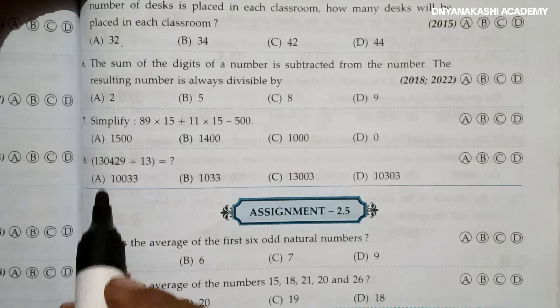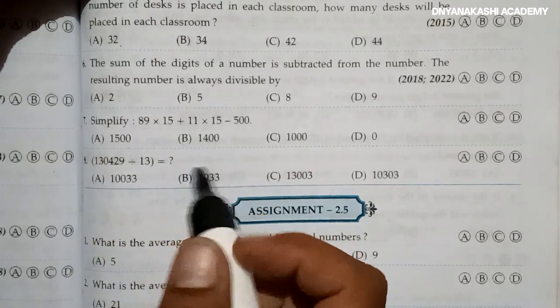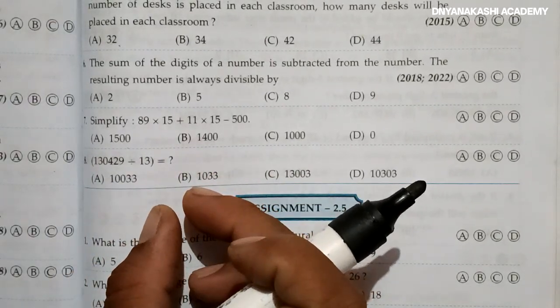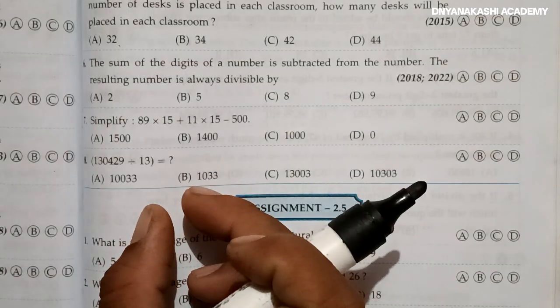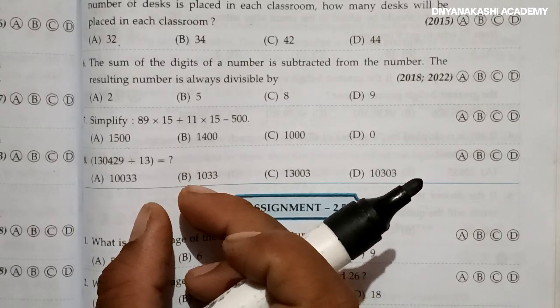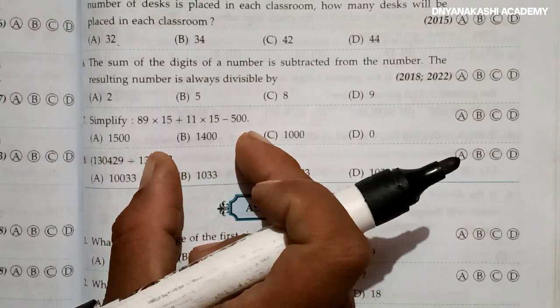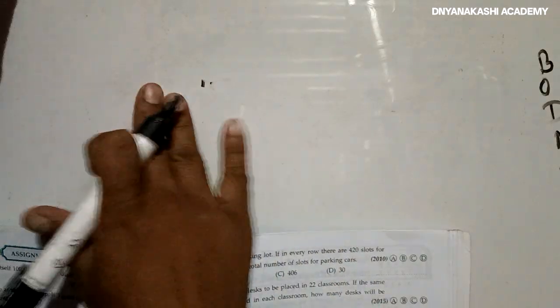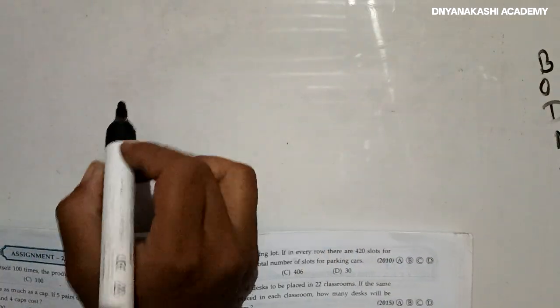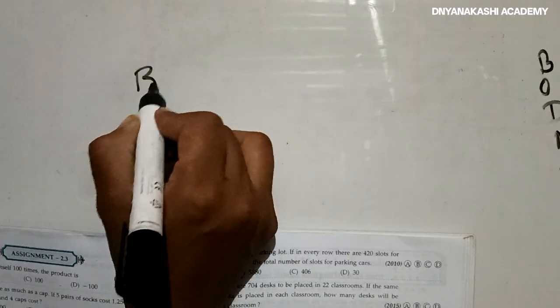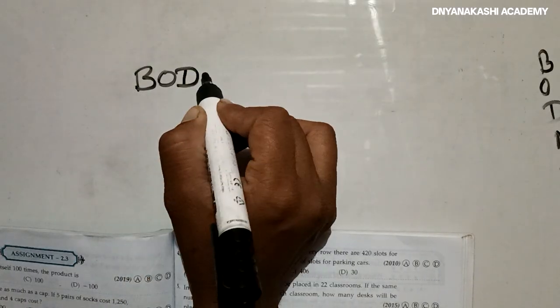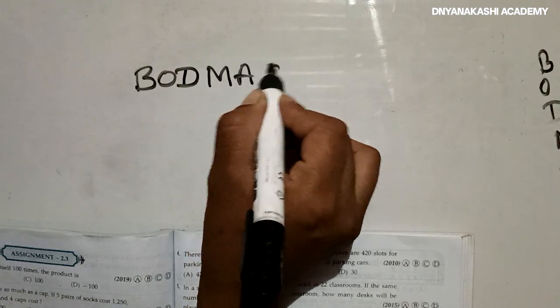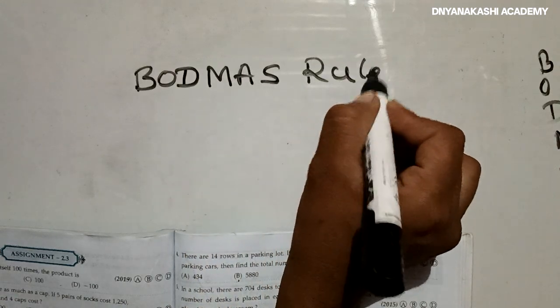And the next one is question 7. Simplify this one. Suppose you want to see it easily, but it's not easy. Easy is there, but you need to know the method of doing this simplification. What is the method here? Observe, all of you. The rule is there. What is the rule? The BODMAS rule.